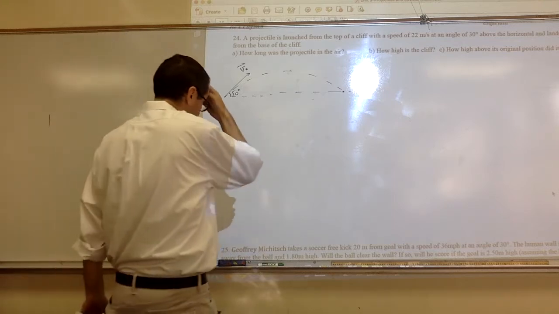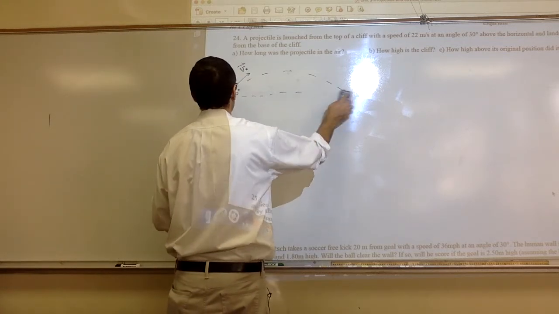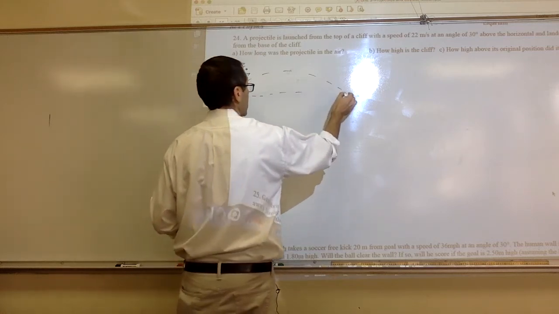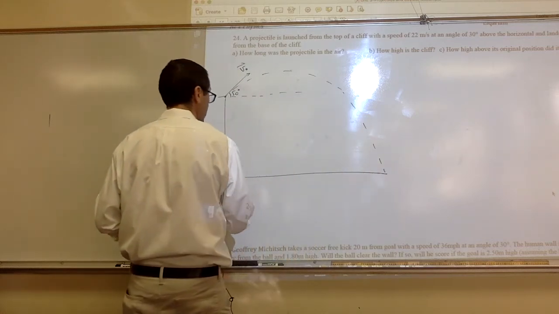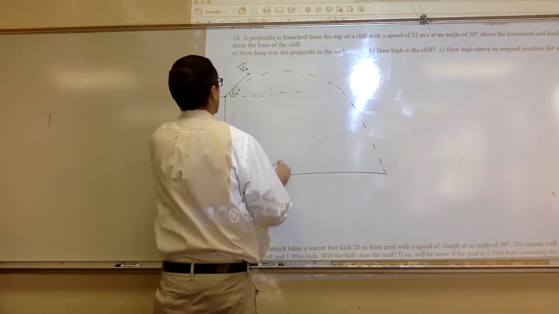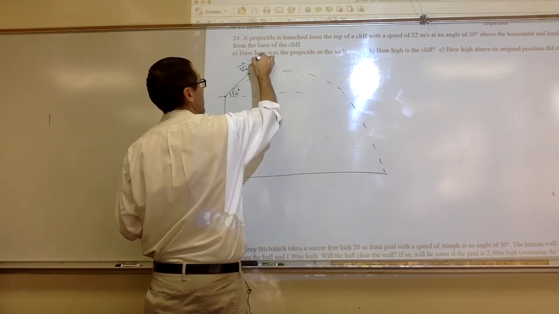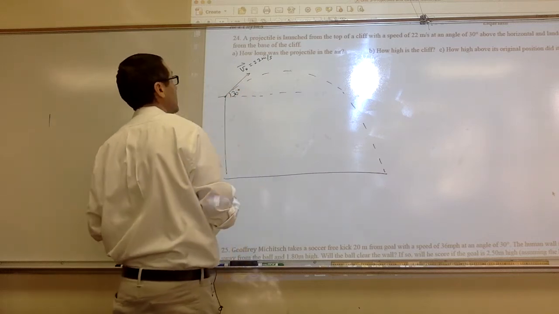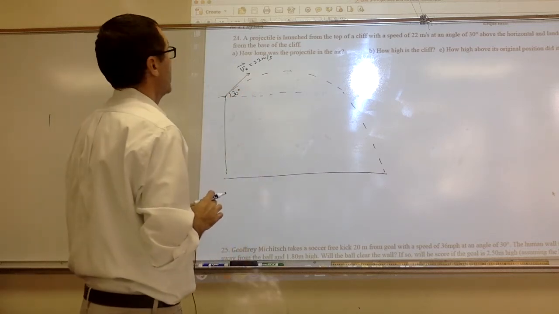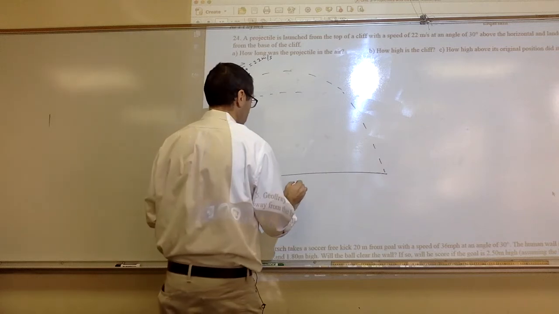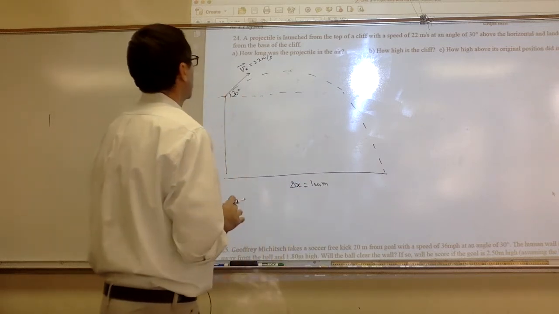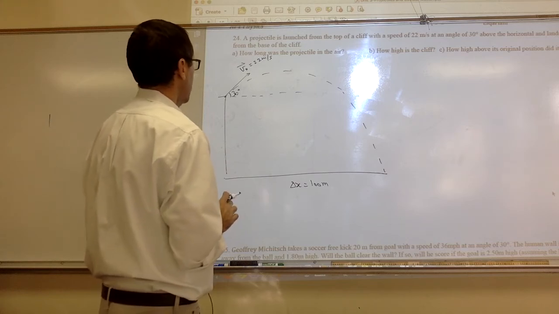Okay, so this is the cliff. So it lands down here somewhere. And this initial velocity is 22 meters per second. And this angle here is 30 degrees. And the range is 100 meters. Okay. How long was the projectile in the air?